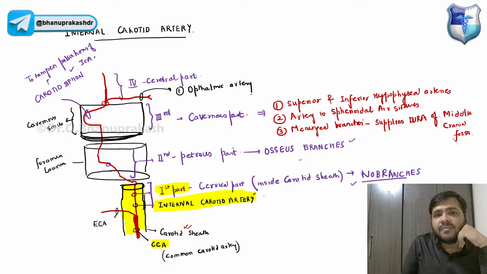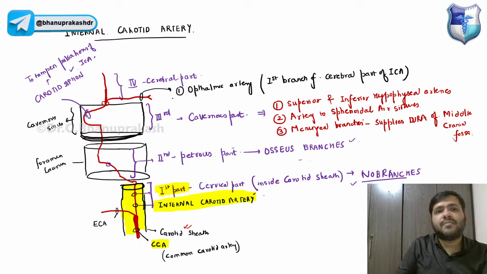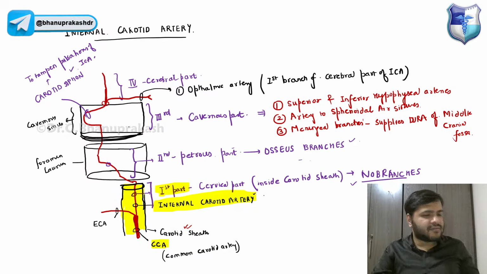It is the first branch of the cerebral part of the internal carotid artery. Cerebral part, because above the cavernous sinus it is the cerebral part. So it is the first branch of the cerebral part of the internal carotid artery. Right? So I hope this is clear.